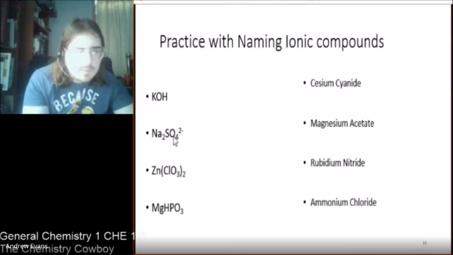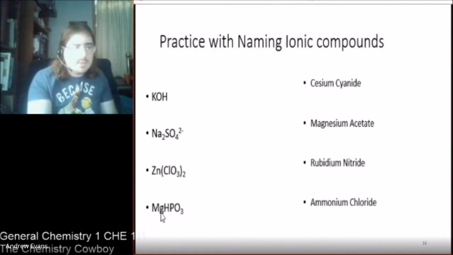Sodium sulfate. So sodium is group 1. We don't need any special charges. Well, we have to recognize that's sulfate. Zinc. This is a hard one. Zinc chlorate. Because perchlorate is ClO4, so 1 oxygen less would be chlorate.